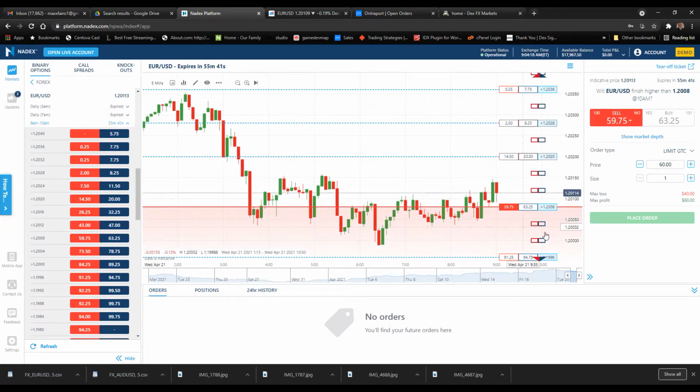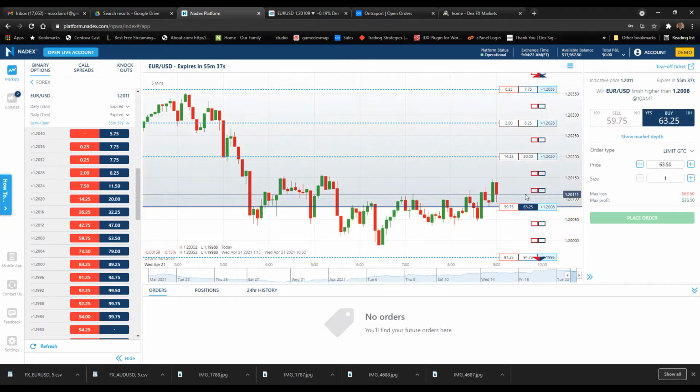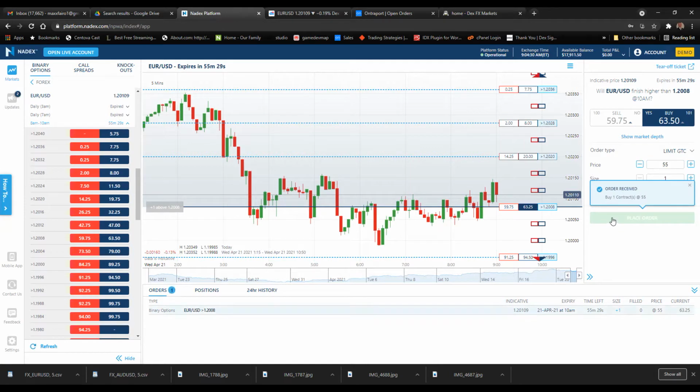It's already pushing. That's for that side. We've got to go for the buy side. We're going to go 55, and we're going to place the order. It's going to put us into a working order.